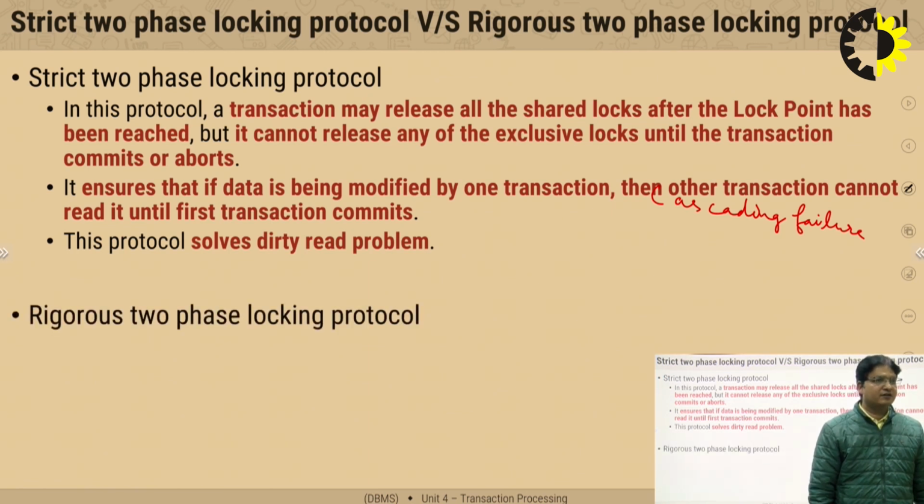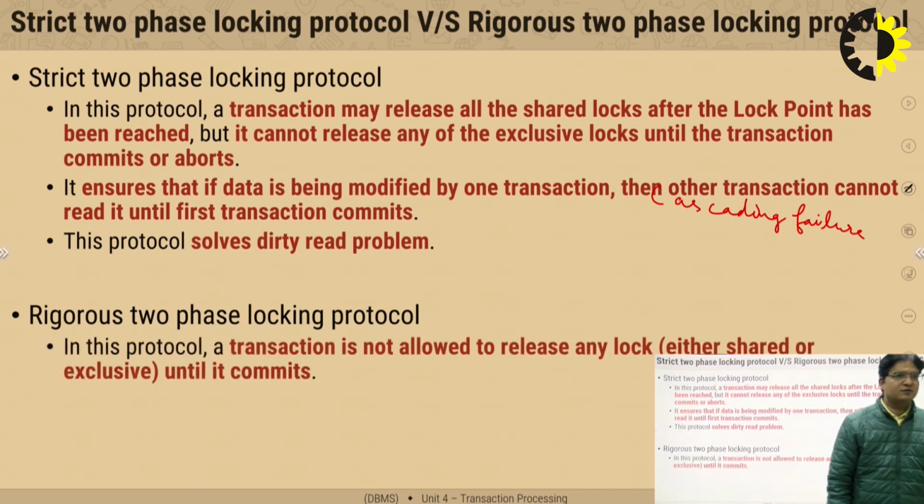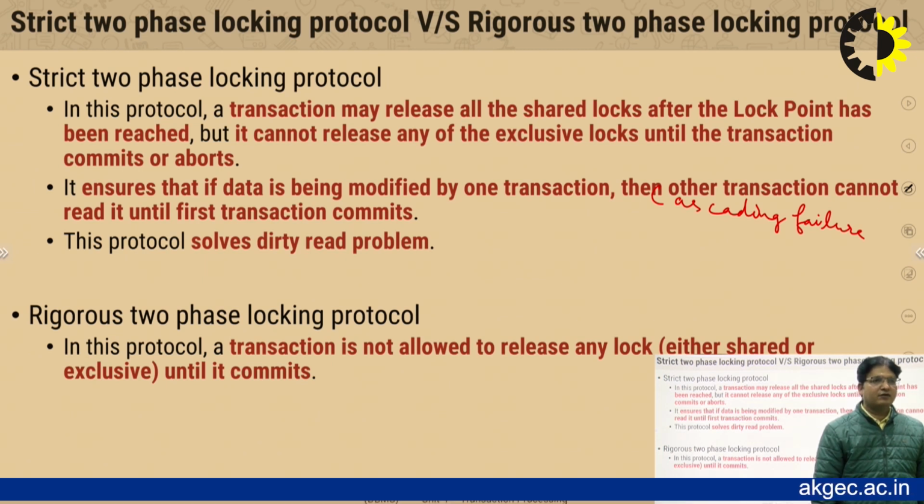Next is rigorous two-phase locking. In this protocol, a transaction is not allowed to release any lock, either shared or exclusive, until that particular transaction commits. That is, this protocol is more difficult as compared to strict two-phase locking, because here we are not even allowed to release the shared lock. That is the reason that we follow strict two-phase locking more as compared to rigorous two-phase locking.